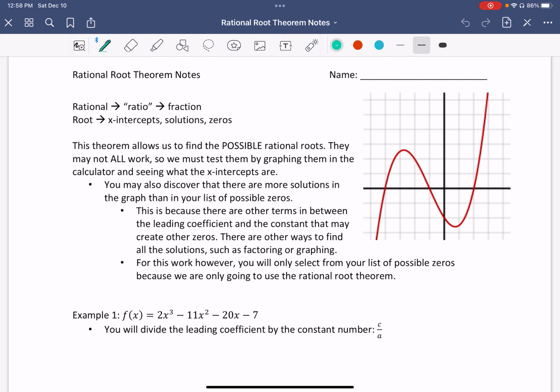They're not all going to work, so we're going to test them by graphing them in our calculator and seeing what the x-intercepts are. You may also discover that there are more solutions in the graph than in your list of possible zeros. And this is because there are other terms in between the leading coefficient and the constant number that may create other zeros. There are other ways to find all the solutions, such as factoring or graphing, but for this, we're only going to select from our list of possible zeros because that's the point of the rational root theorem. So let's do some examples.